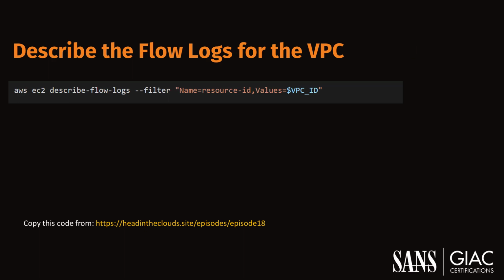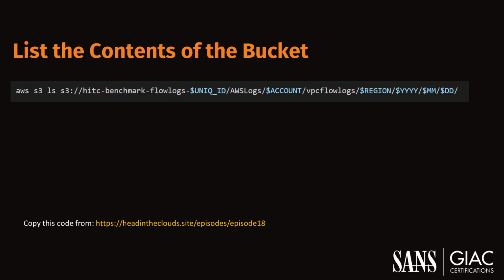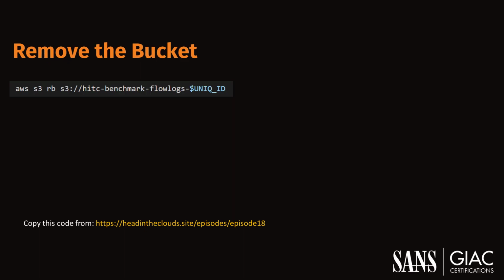Having done that, we may find it helpful to be able to describe the flow logs for the VPC in question. Next, we need to be able to delete the flow logs that we just created. To do this, we need to know the flow log ID. To verify the presence of a flow log, we will need to be able to drill deep into the S3 bucket, and this is facilitated by the variables that we set earlier. We will also need the ability to empty the bucket between successive iterations of our test. It's also a good idea to remove the bucket when we are all done with our testing.